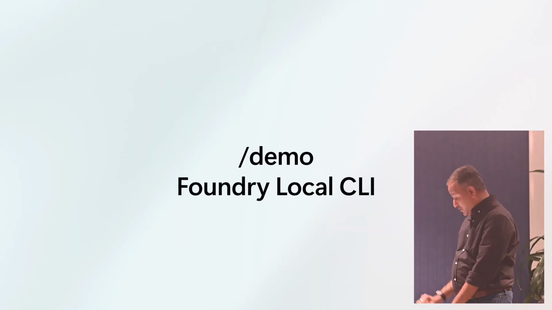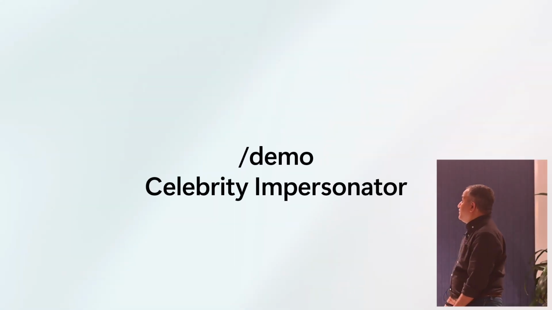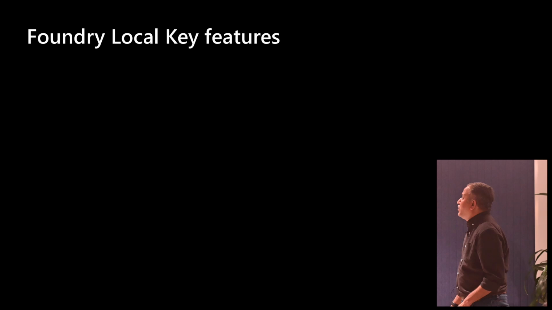So we looked at the Foundry Local CLI and also the .NET application. This is how the structure of the .NET application was. We had the application code. We used the C# SDK to create the Foundry Manager, and we also used the OpenAI client to then interact with the Foundry Local service. And this is the service which manages or interacts with the local cache and the model catalog. And we looked at the celebrity impersonator demo as well.